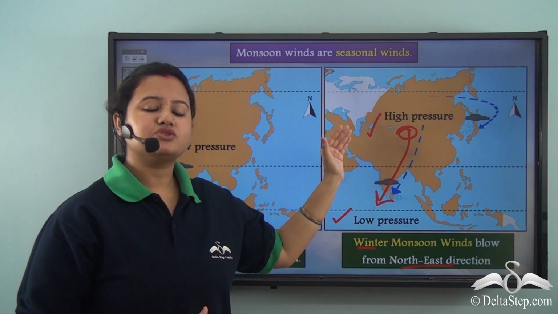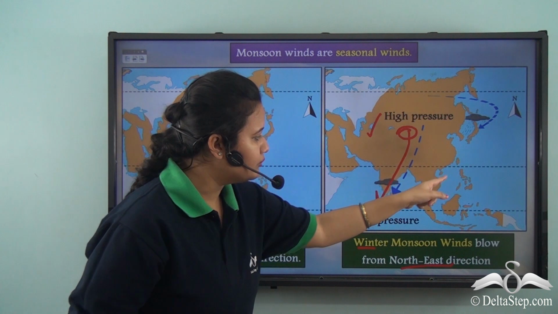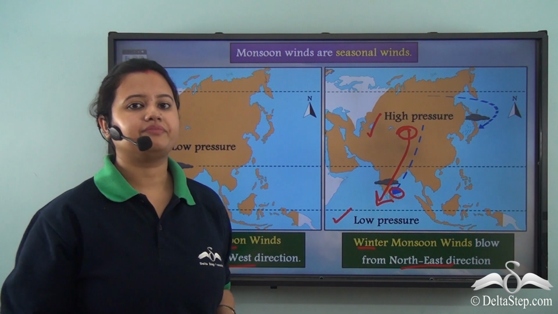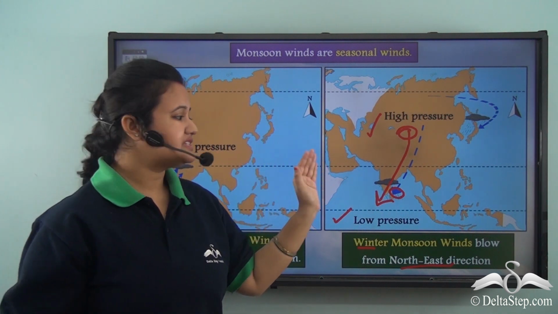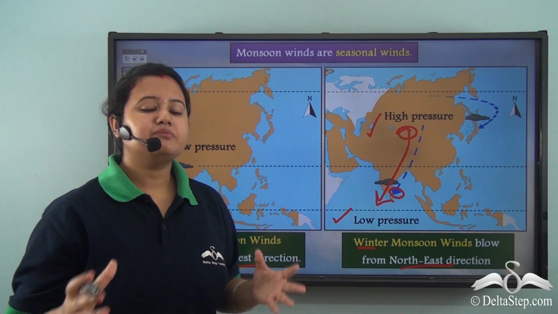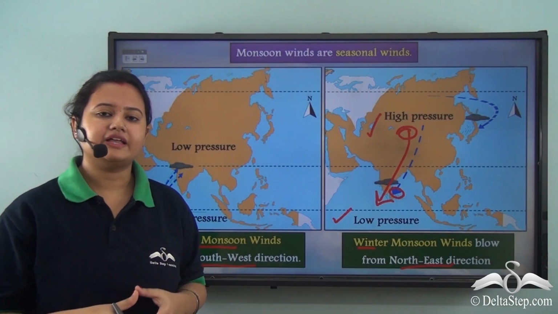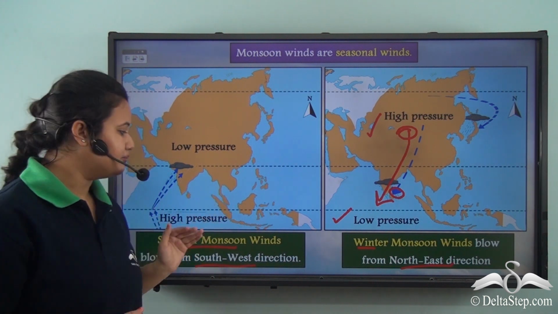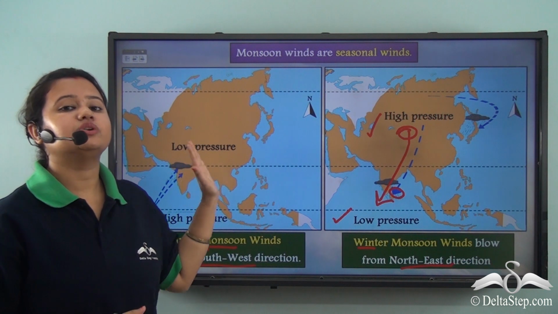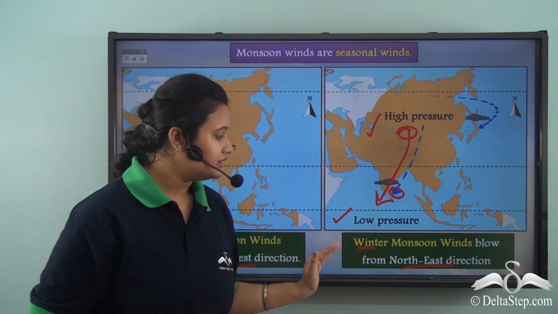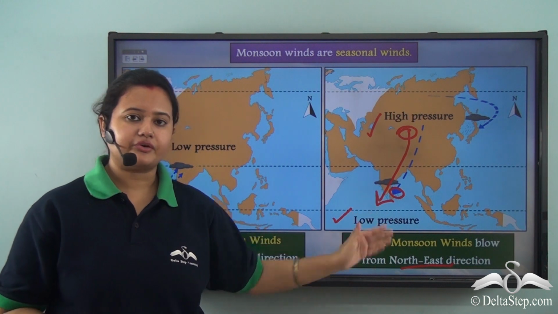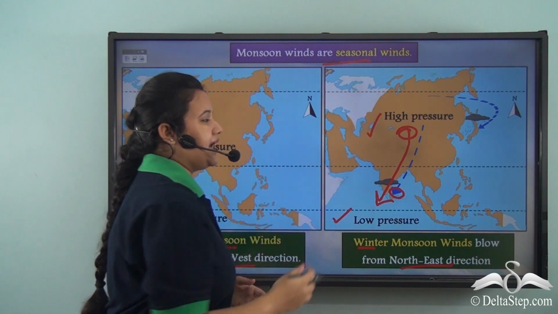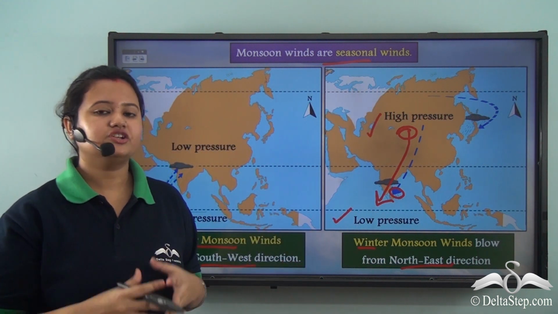Now, initially these winds are dry, but as they move over the water bodies, they pick up moisture and cause rainfall. However, unlike summer monsoon winds, the winter monsoon winds cause minimum rainfall. Thus, we find that monsoon winds change their path or direction seasonally. They blow from the southwest direction during summer, whereas they come from the northeast direction during winter. So because of this, monsoon winds are known as seasonal winds, as they change their course or direction seasonally.